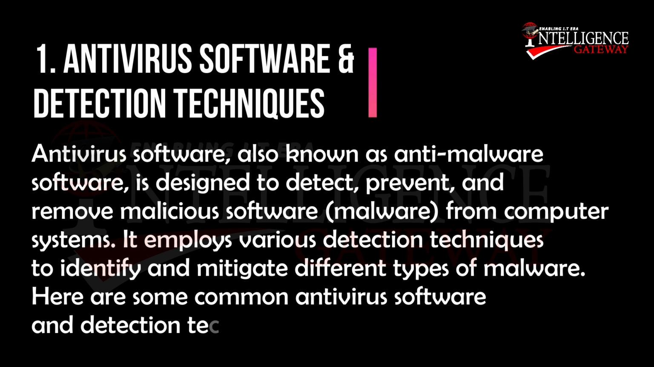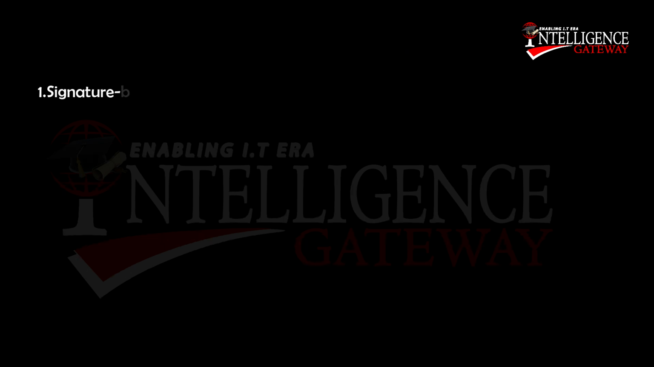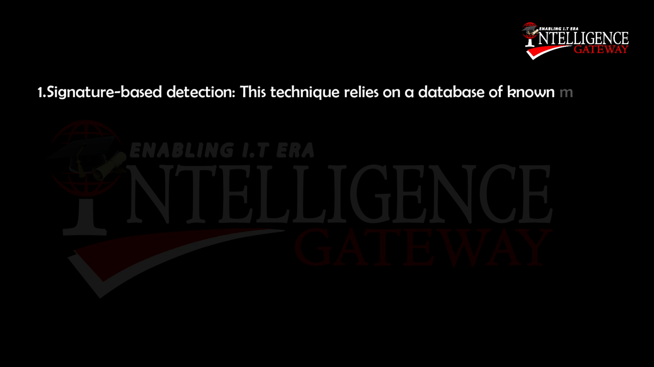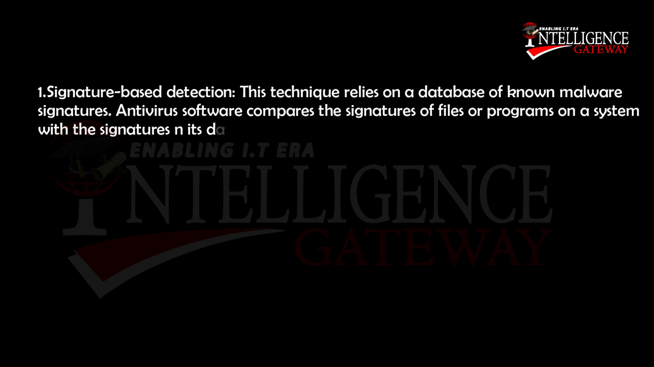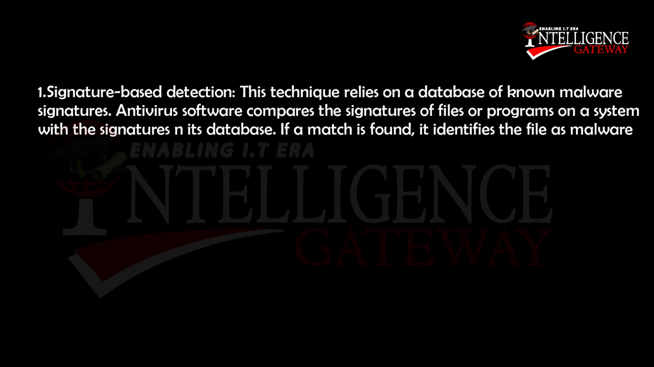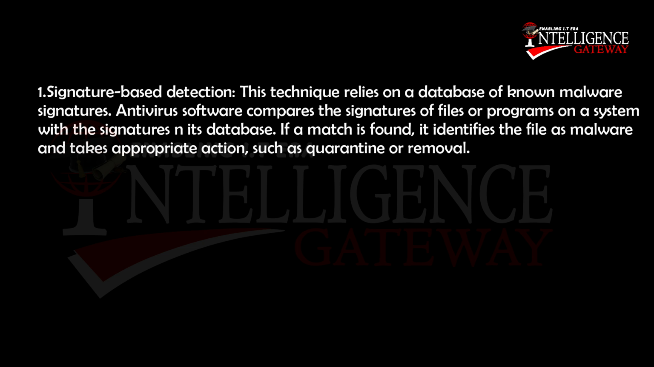Here are some common antivirus detection techniques. 1. Signature-based detection. This technique relies on a database of known malware signatures. Antivirus software compares the signatures of files or programs on a system with the signatures in its database. If a match is found, it identifies the file as malware and takes appropriate action, such as quarantine or removal.